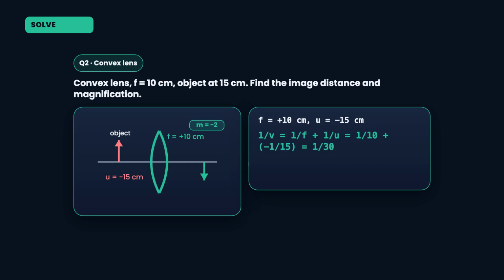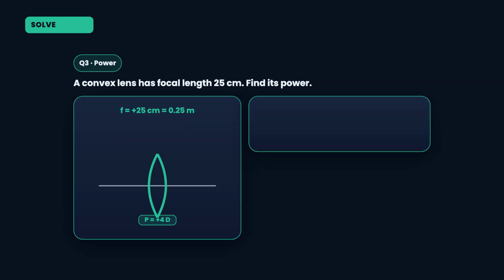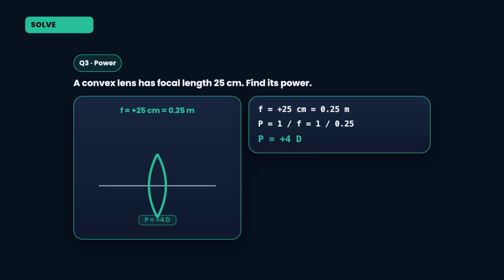2. Lens formula. A convex lens of focal length 10 centimeters, object at 15 centimeters. F is plus 10, U is minus 15. 1 by V equals 1 by F plus 1 by U, which is 1 by 30. So V is plus 30 centimeters, a real inverted image. Magnification is V by U, minus 2. 3. Power of a lens. A convex lens of focal length 25 centimeters. That's 0.25 meters. Power equals 1 by F, which is plus 4 dioptres.